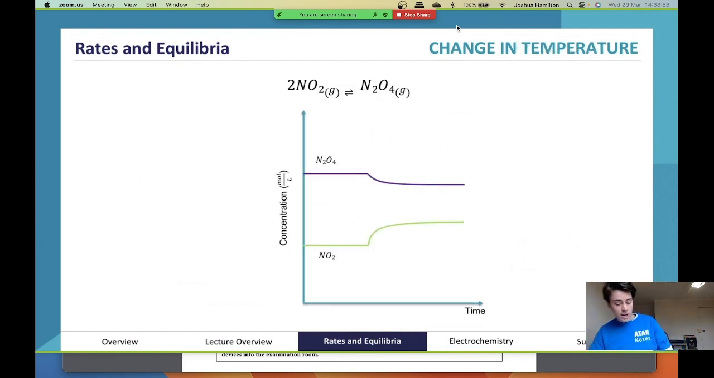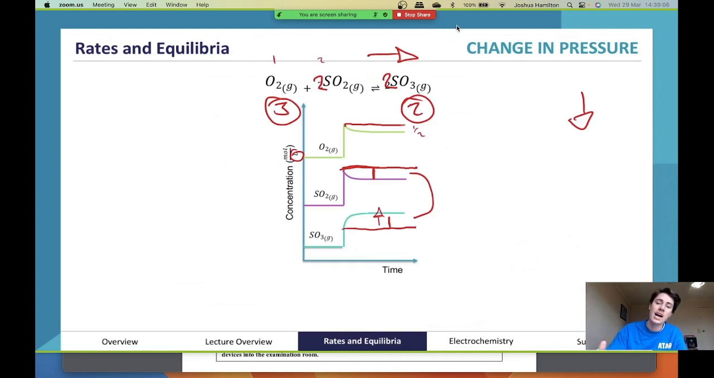Change in temperature, there's no immediate change. Now, this is why K value changes, because in all of these ones, we have an immediate change, and then we work our way back. So during this phase here, we have a Q value, and then we work our way back to a K value that is the same.